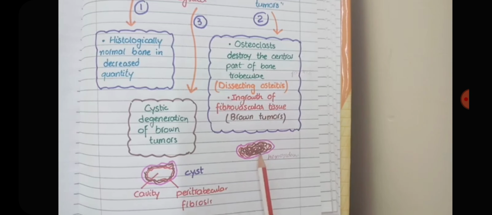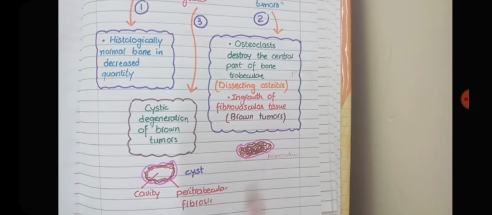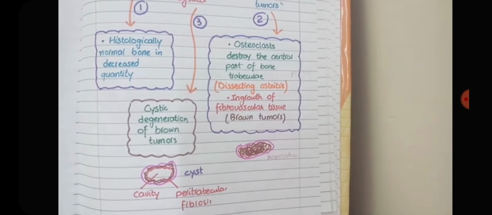You can see in this diagram a brown-colored mass that is surrounded by pink-colored bony matrix or fibrotic areas. This mass is known as a brown tumor.